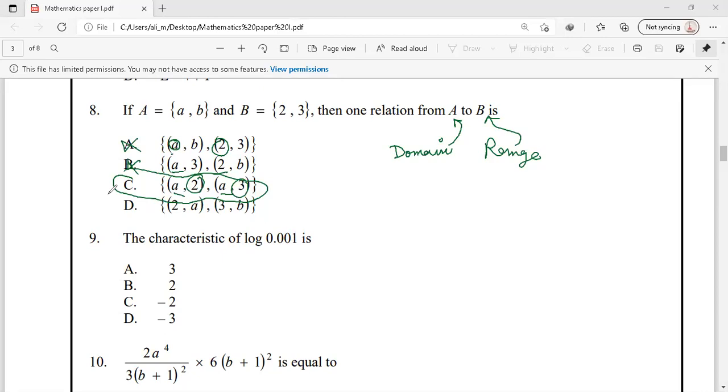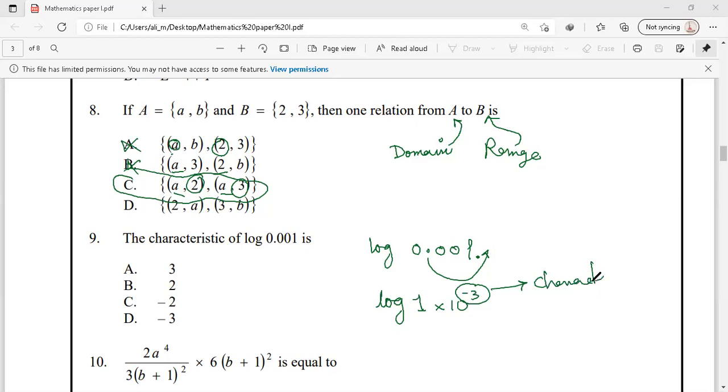Then let's see question number 9. We have to identify the characteristic of log 0.001. So to identify the characteristic, just simply convert this into scientific notation. So 1, 2, and 3. We are moving this decimal towards the right by 3 places, so it will become 1 exponent minus 3. In scientific form, the power represents the characteristic. So the characteristic of this number is minus 3. So option D is the right answer.